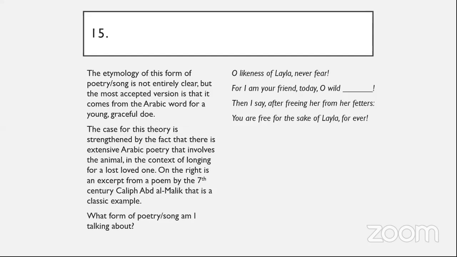Simple question. The poem goes, "O likeness of Layla, never fear, for I am your friend today, O wild doe. Then I say, after freeing her from her fetters, you are free for the sake of Layla forever."